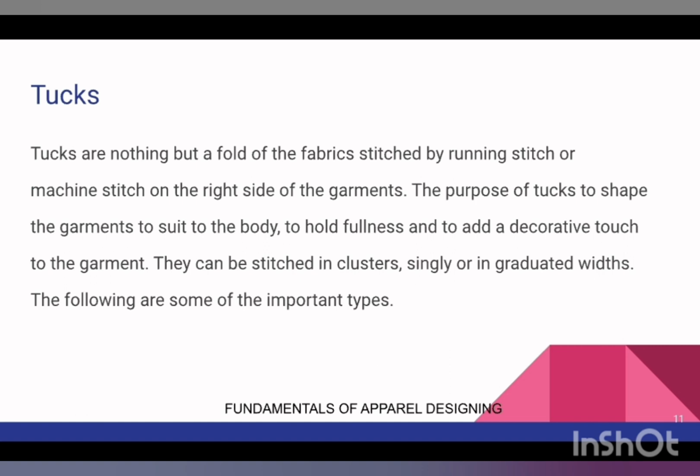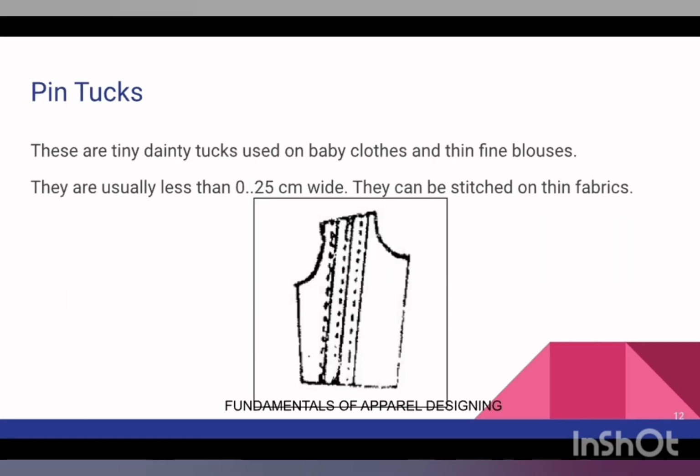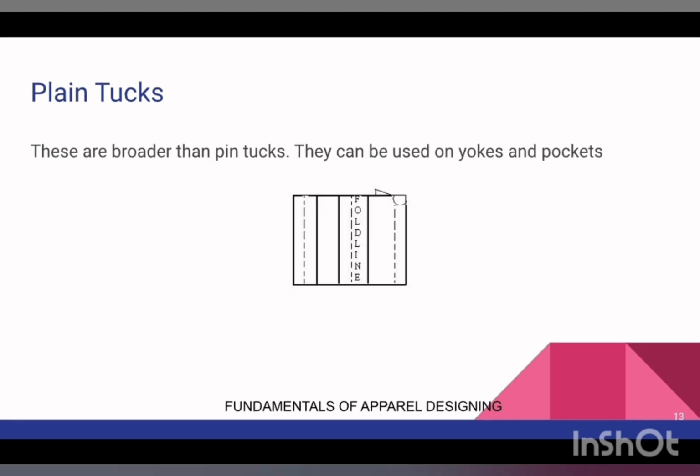Pin tuck. These are tiny dainty tucks used in baby clothes and thin fine blouses. They are usually less than 0.25 cm in width. They can be stitched on a thin fabric. The below image is pin tucks. Next, plain tucks. These are broader than pin tucks. They can be used on yokes and pockets. So this is an image of a plain tuck.